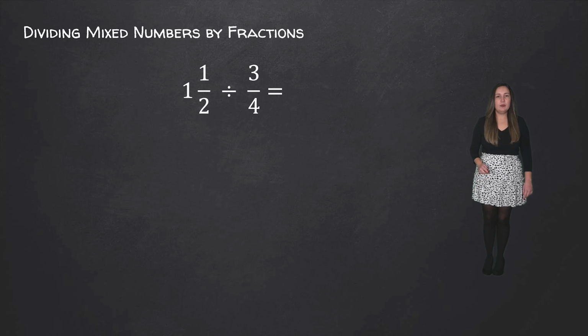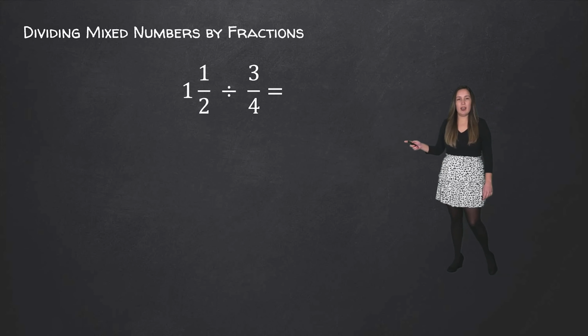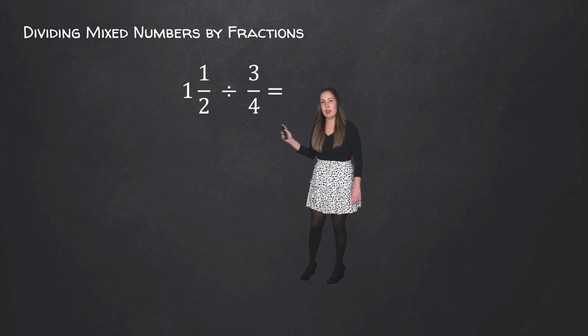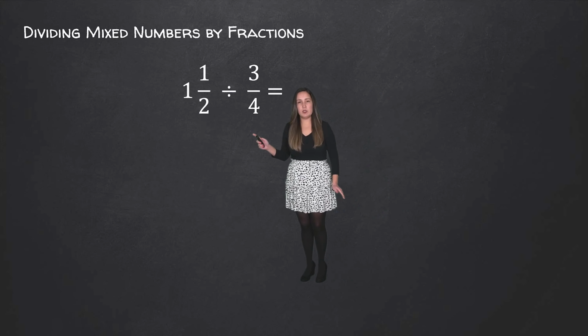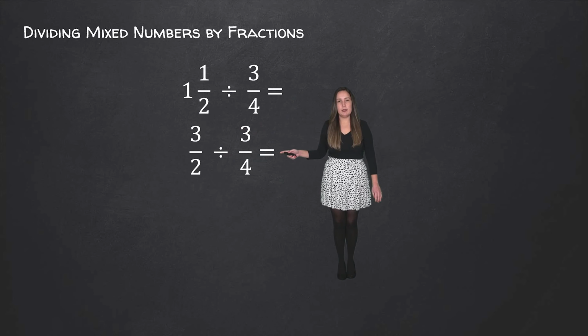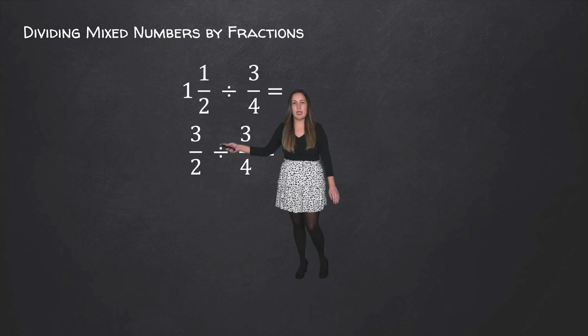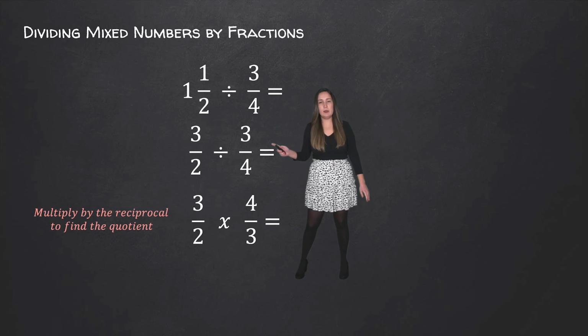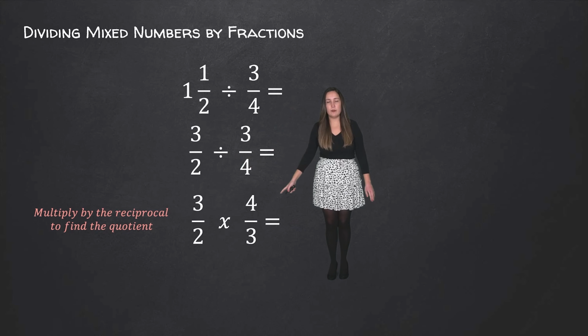And now here, if we didn't have a model, what we would need to do is divide both of these. But before we start doing that, we're going to take 1.5 and write that as an improper fraction, and then rewrite 3/4. Now, we're going to take 3/2 and multiply by the reciprocal of 3/4, which is 4/3. And then we just multiply normally.